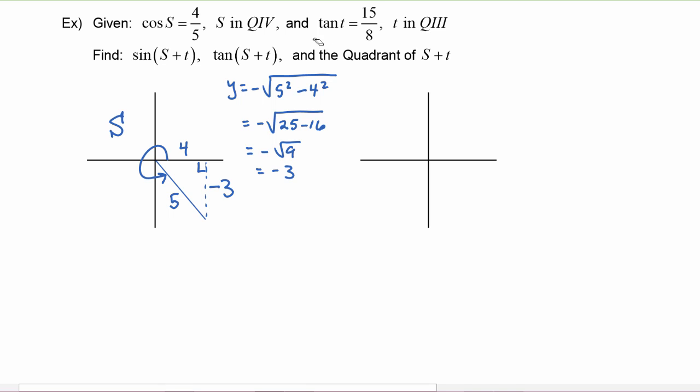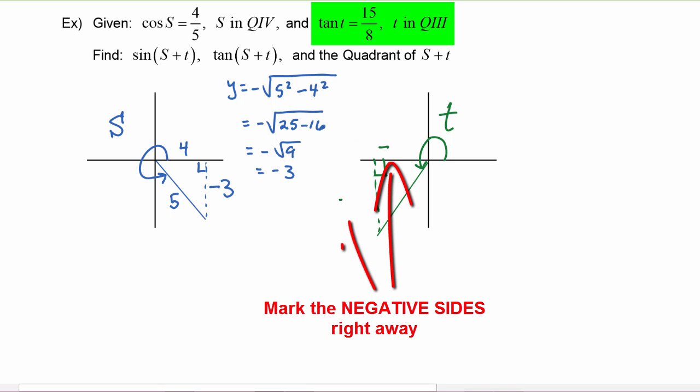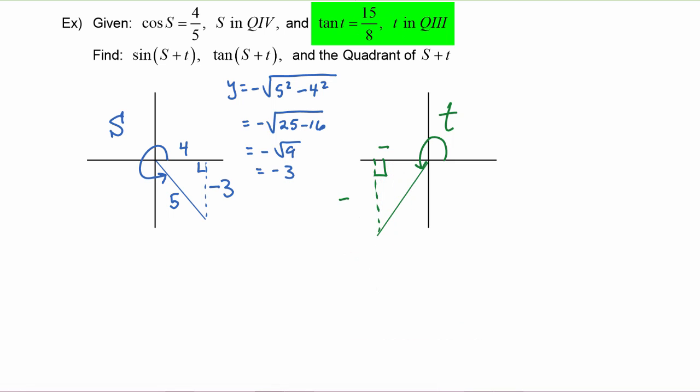We are also told that the tangent of t is 15/8 and that t is in quadrant 3. So we get angle t going here. Here's the angle. Now, because we are in quadrant 3, we know both x and y will have to be negative. The tangent is 15/8, which means the y value has to be negative 15 and the x value has to be negative 8.